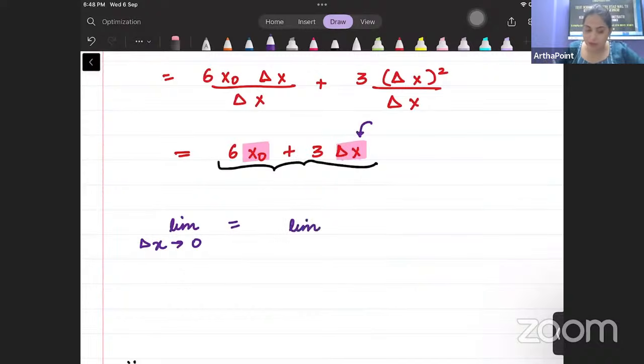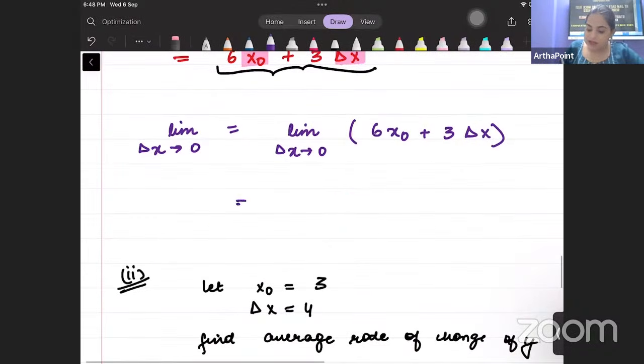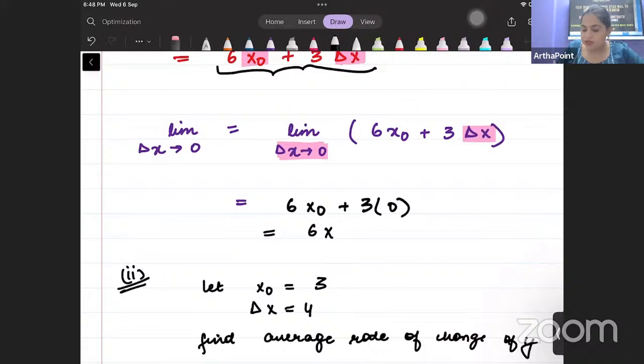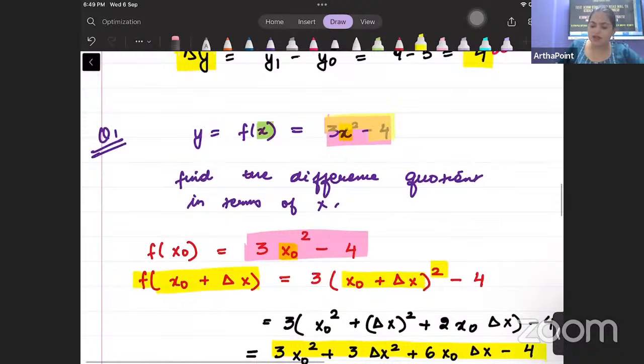So when you put limit change in x tends to 0, inside this function 6x naught plus 3 change in x, what will you get, beta? सिर्फ यही तो 0 आ रहा है, so I just have to plug 0 here. This will be 6x naught plus 3 into 0. This will be 6x naught. This means that this is the derivative of this function. जो भी हमने function लिखा था, इसका derivative, बेटा, that is 6x naught.